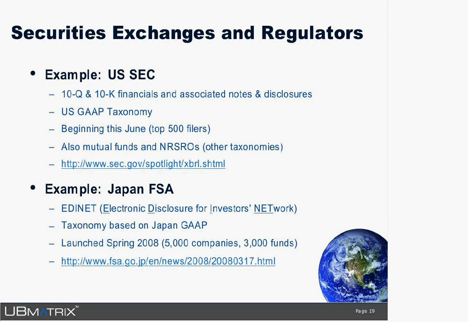Japan. The Japan Financial Supervisory Authority has a system called EDINet. It's based on JGAAP. It was launched in 2008, number of companies, number of funds, and actually we've worked with NTT Gateway on something called XBRL Gateway that allows people to access that information. Besides U.S. and Japan, there's also work in Korea, there's work in the various Chinese stock exchanges also requiring reports in XBRL.